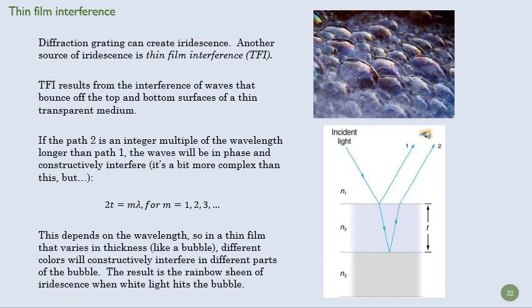You also see it in oil slicks. When someone's got some oil that's spilled in a puddle, that oil forms a very thin surface on the water, and you get the same thin film interference. So that's another cool instance of constructive and destructive interference with electromagnetic waves.